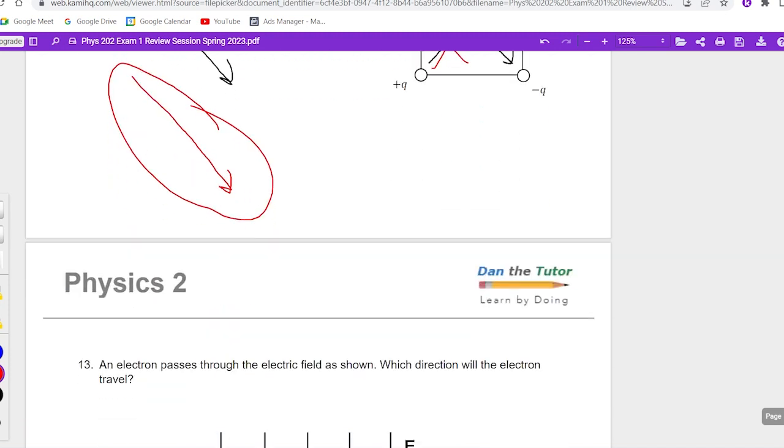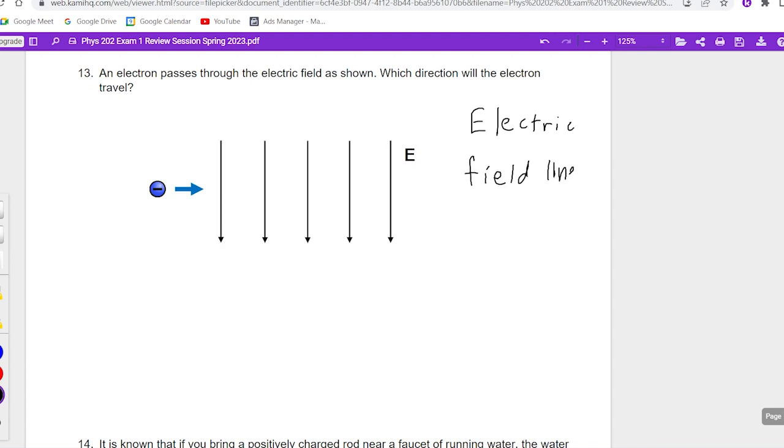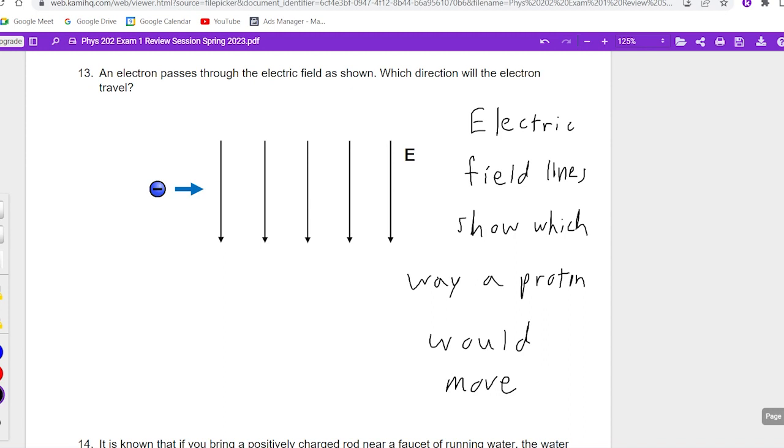Okay. Number 13, another quick and easy question, if you know what to do. An electron passes through the electric field as shown. Which direction will the electron travel? So first we need to know what electric field lines even mean. Electric field lines, let's write this down, because if you know this, the question is really easy. Electric field lines show which way a proton would move.